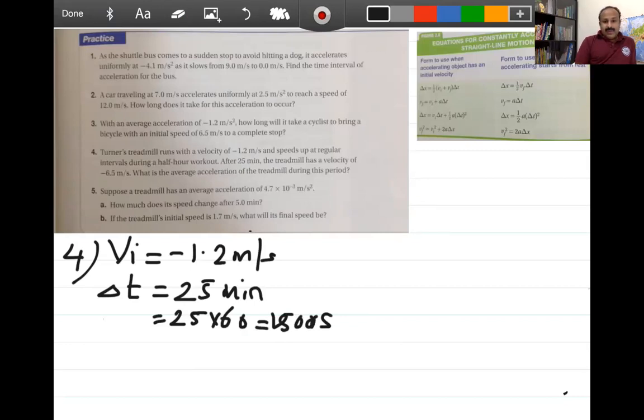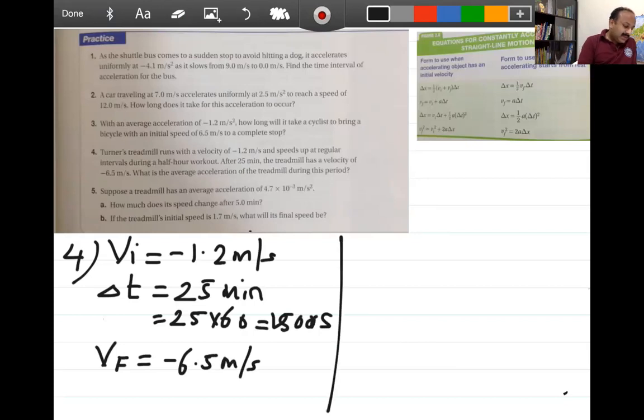So after this 25 minutes, the treadmill has a velocity of minus 6.5 meter per second. So what's your Vf? Final velocity is minus 6.5 meter per second. What's the average acceleration? So here you can directly use this equation. A is equal to this equation, first equation given in the book, okay? A is equal to Vf minus Vi over delta t.